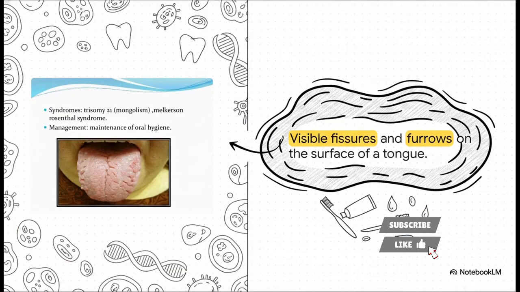Right here, you can clearly see what I'm talking about. Those deep lateral and central longitudinal fissures going right across the tissue. Interestingly enough, this presentation is very frequently linked to genetic conditions, for instance, trisomy 21, as well as a rare neurological condition known as Melkersson-Rosenthal syndrome. For folks dealing with this, rigorous, and I mean rigorous, maintenance of oral hygiene is absolutely critical to stop that debris buildup we just mentioned.